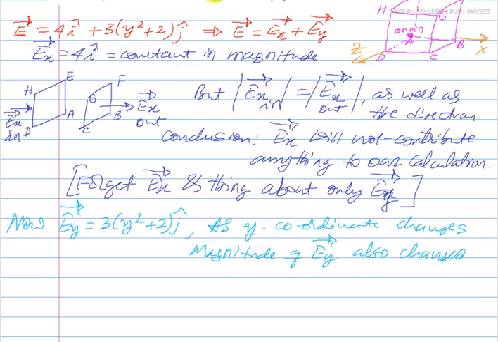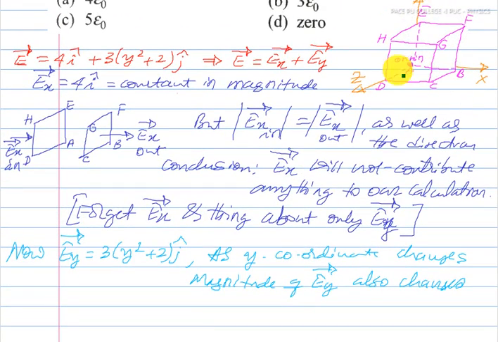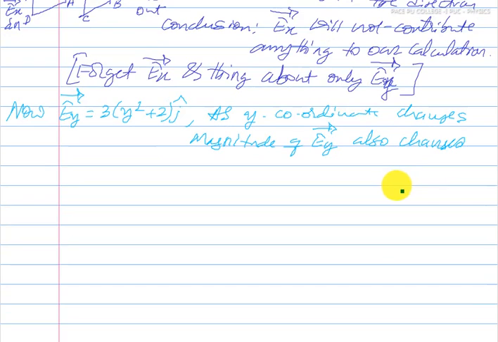Further, I simply bother about the magnitude of Ey. So now think about the bottom surface and the top surface, only these two, which are A B C D and E F G H. Let me consider the bottom surface here.